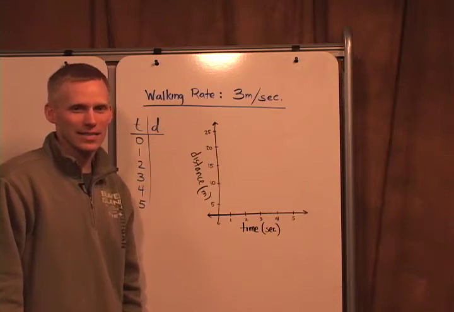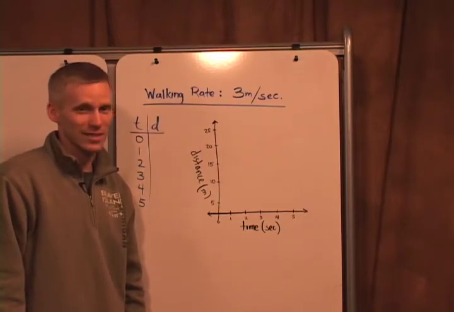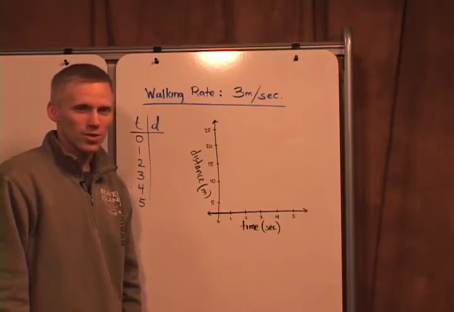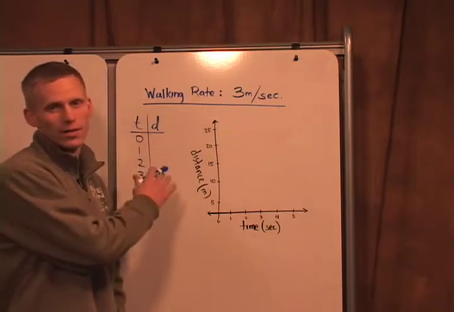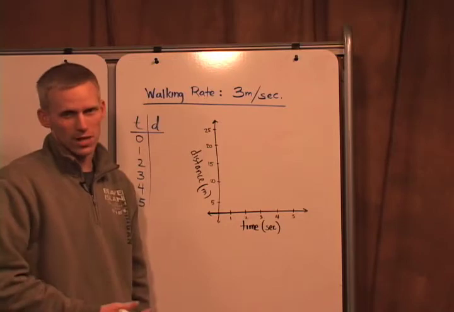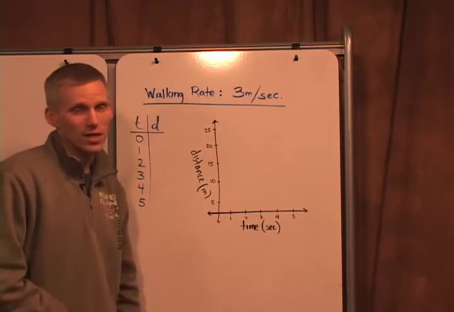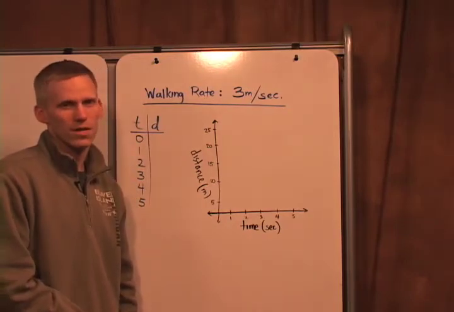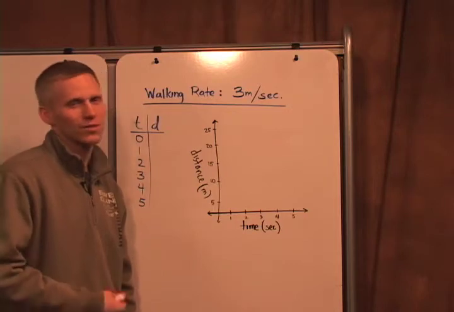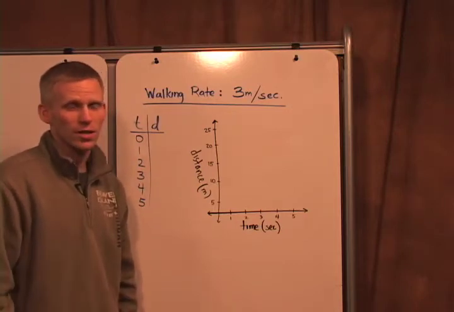Let's take a look at an example that displays to us a linear function. We're going to suppose that somebody has a walking rate of 3 meters per second. So every second that they're walking, they're going to get another 3 meters. That's a consistent rate that's happening over a period of time.